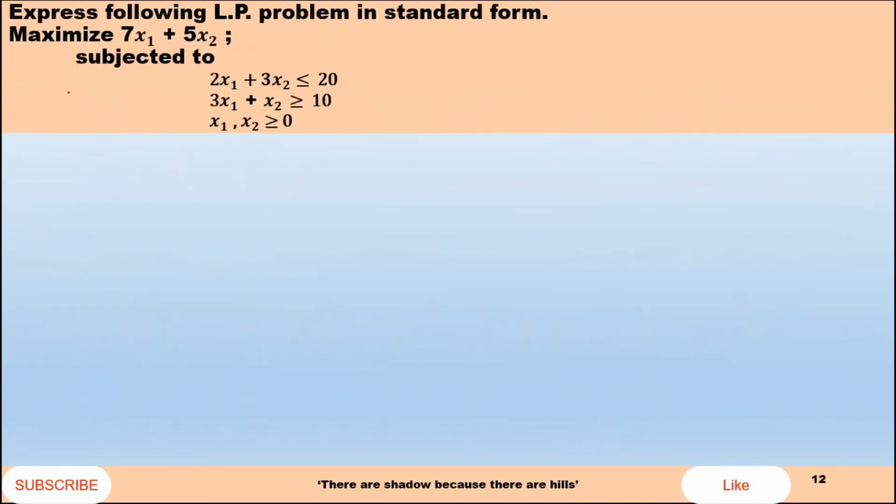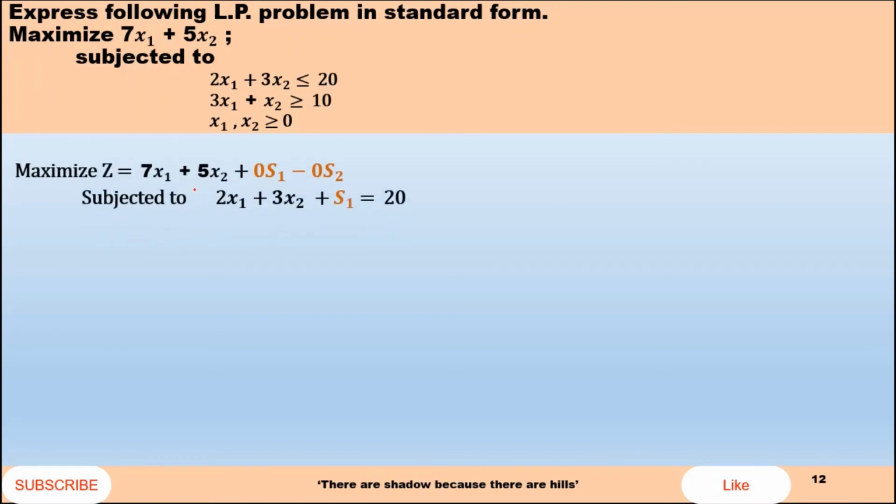Now let's express the following linear programming problem in standard form. So we have to convert this problem into standard form. In standard form, if you remember the characteristics, all the constraints are represented as equations. So remove inequality from the constraint. If the constraint is of less than or equal to type, you should add a slack variable, and if the constraint is of greater than or equal to type, you should subtract a surplus variable. So let's see. Maximize z equals 7x1 plus 5x2. So there are two decision variables.